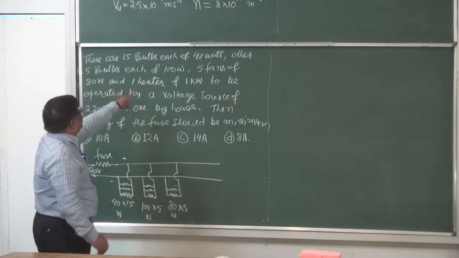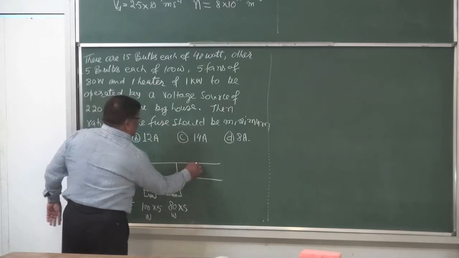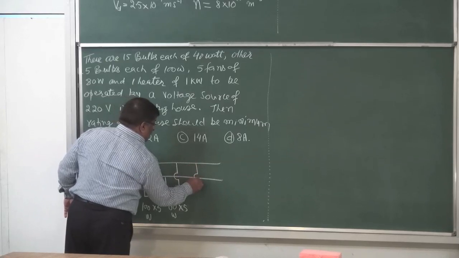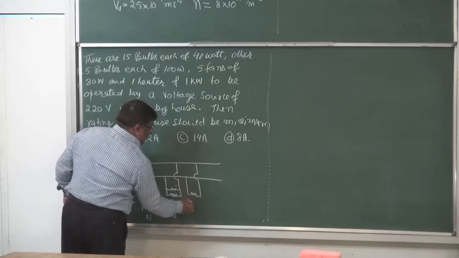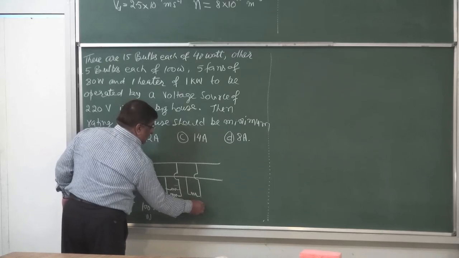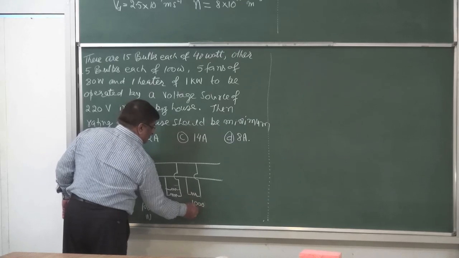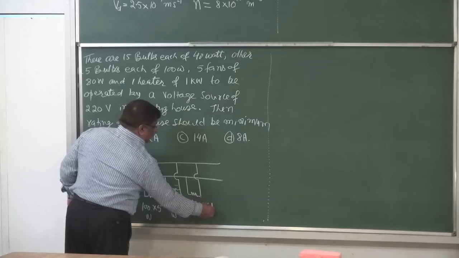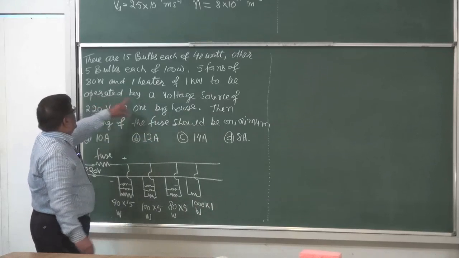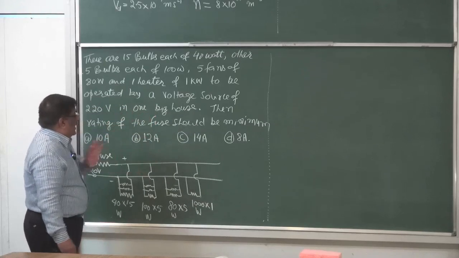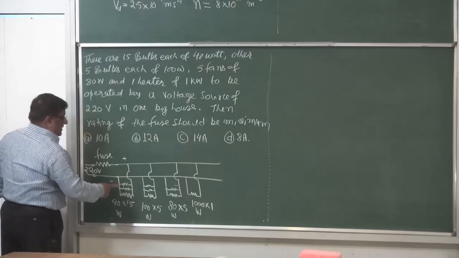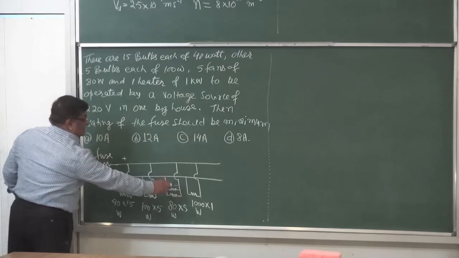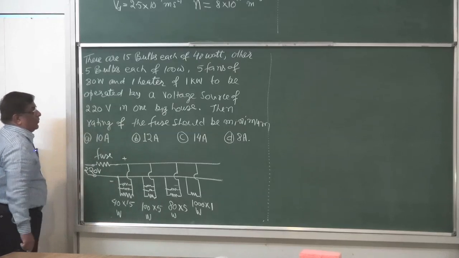Then we have one heater of 1 kilowatt, that is 1000 watt, and this is only 1. Other things are not given. So now you see, this is the circuit of the household, and every instrument is connected across 220 volt.